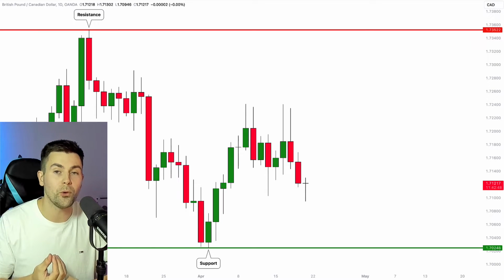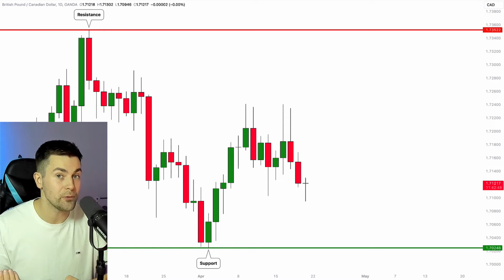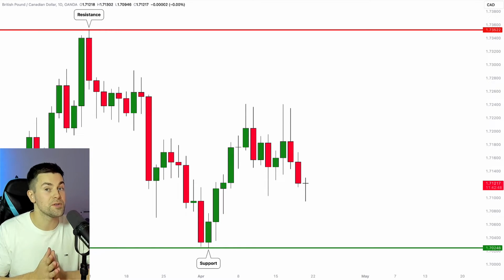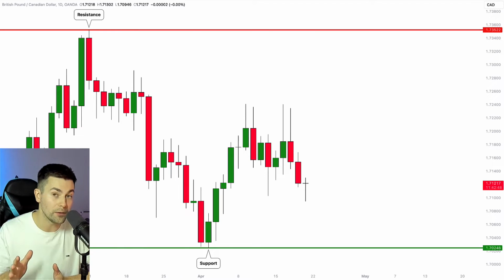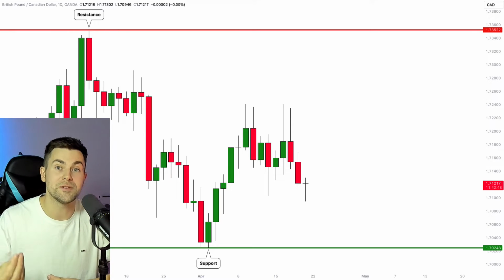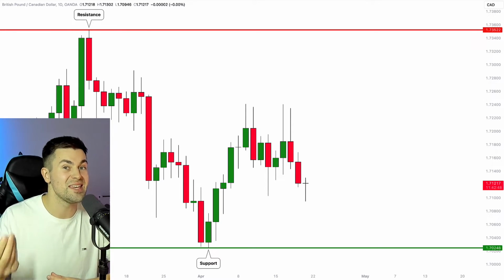Here are the support and resistance that I spotted on pound CAD pair. Both structures were respected by the market just one time in the past, but the reactions to these levels were very strong. For that reason, we can say that these structures are the key levels.